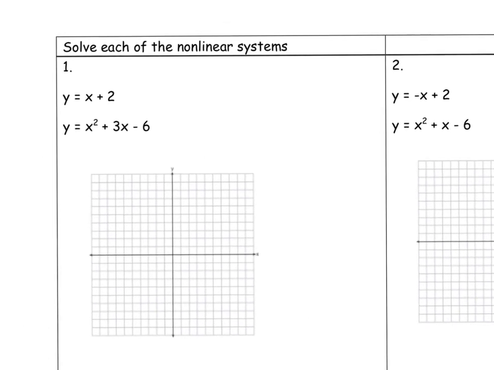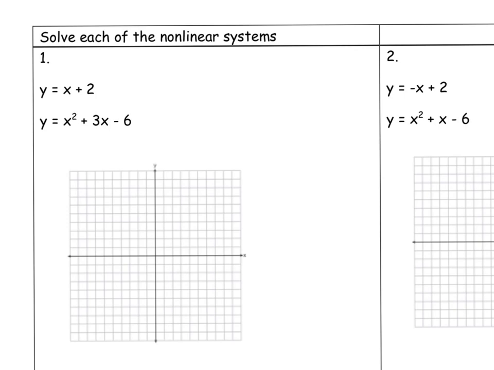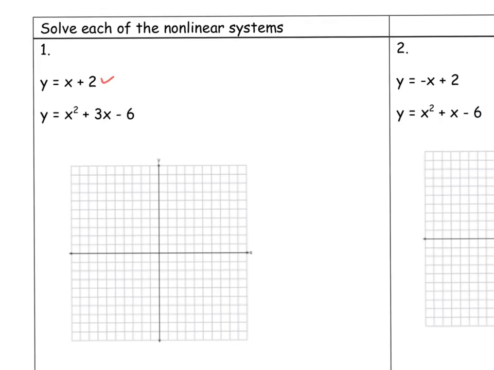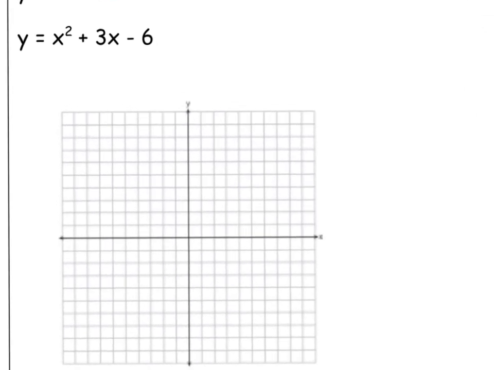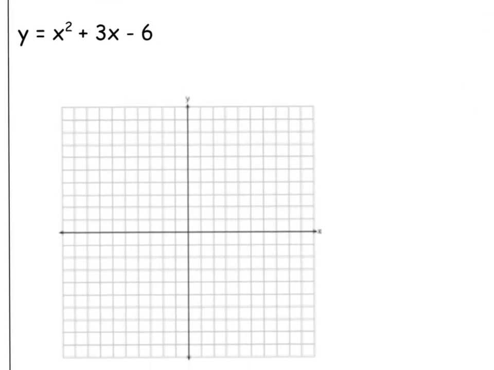Okay, so in example 1, we have a linear equation, y equals x plus 2, and a quadratic equation, y equals x squared plus 3x minus 6. So let's graph y equals x plus 2 first. That's our linear equation. So I'm going to make my graph a little bigger so we can see it. So here is my y-intercept at positive 2. It has a slope of 1.